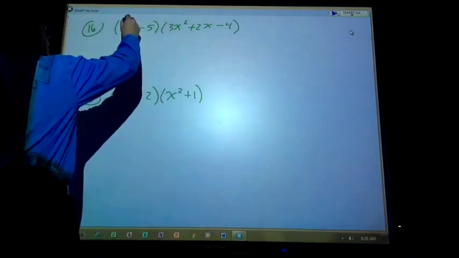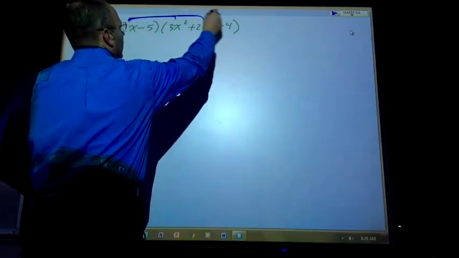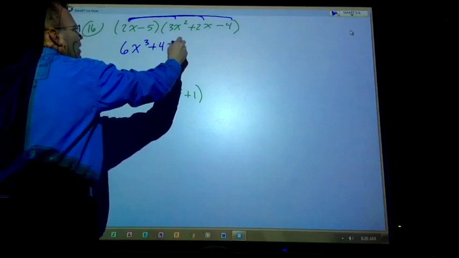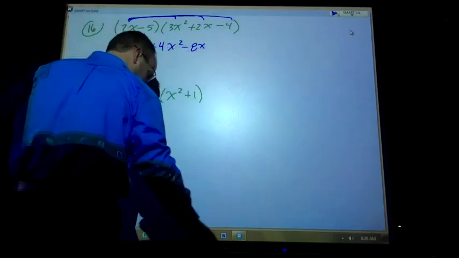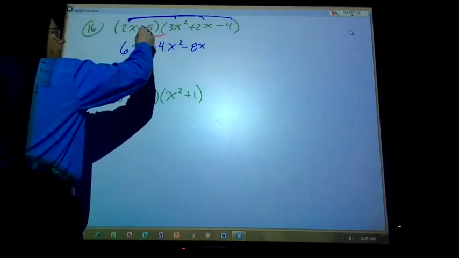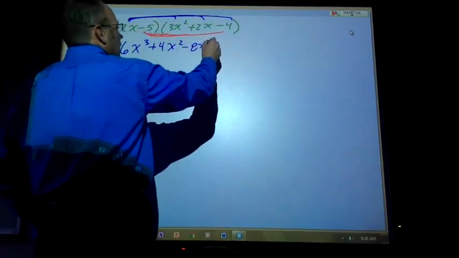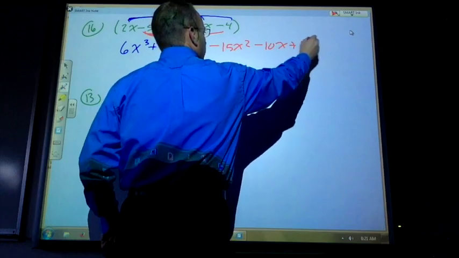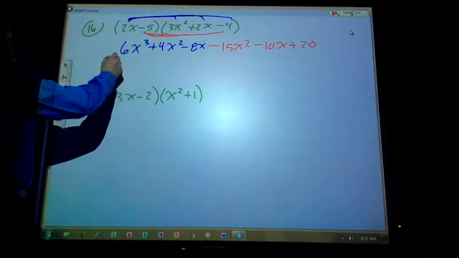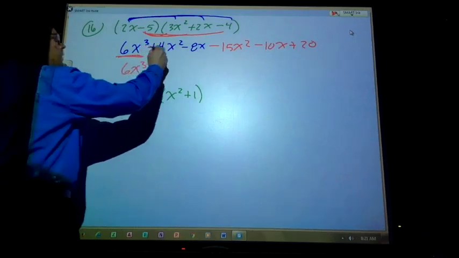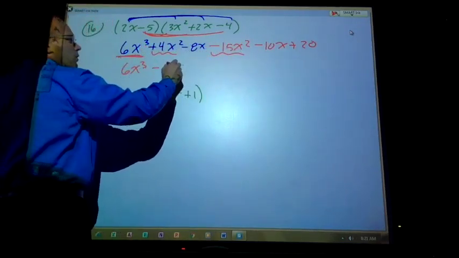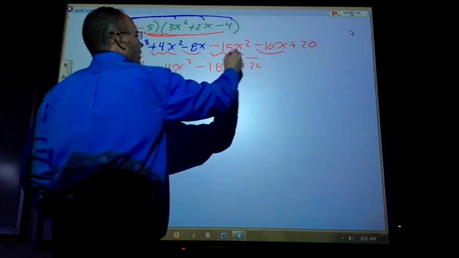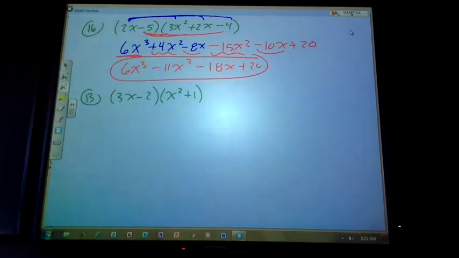Okay. Top problem, I'm going to take 2x multiplied here and here and here, so that's going to give me 6x to the third plus 4x squared minus 8x. And then I take the negative 5 here, here, and here. Don't forget the negative, so that's going to give me negative 15x squared minus 10x plus 20. Okay, combine like terms. There's nothing else to the third power, so bring it down. Combine those together, gives me negative 11x squared. Combine that, it gives me negative 18x. And then the plus 20 is brought down. It is in standard form because it's descending order.